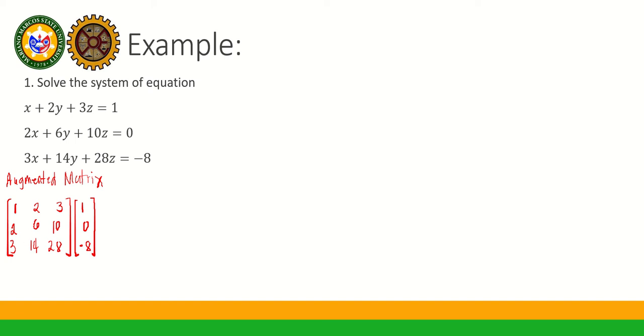And yung row echelon natin, the first element must be 1. And since 1 na yung first element natin dito sa matrix natin, we can now proceed to simplification. Okay, in applying the Gaussian elimination. So, how do we do that? Okay, kailangan i-transform natin tong matrix natin into an upper triangular matrix. Okay, so do you remember kung what is an upper triangular matrix?